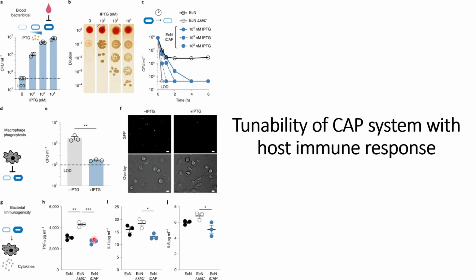Similar results they have seen for the other cytokines presented here, that is interleukin 1 beta and interleukin 6. This altogether indicates that their tunable iCAP system is not only able to control its half-life within the host, or the circulatory time period within the host, but it can also control the immune response, so that it can have enough time to perform its drug delivery at the site of the tumor.